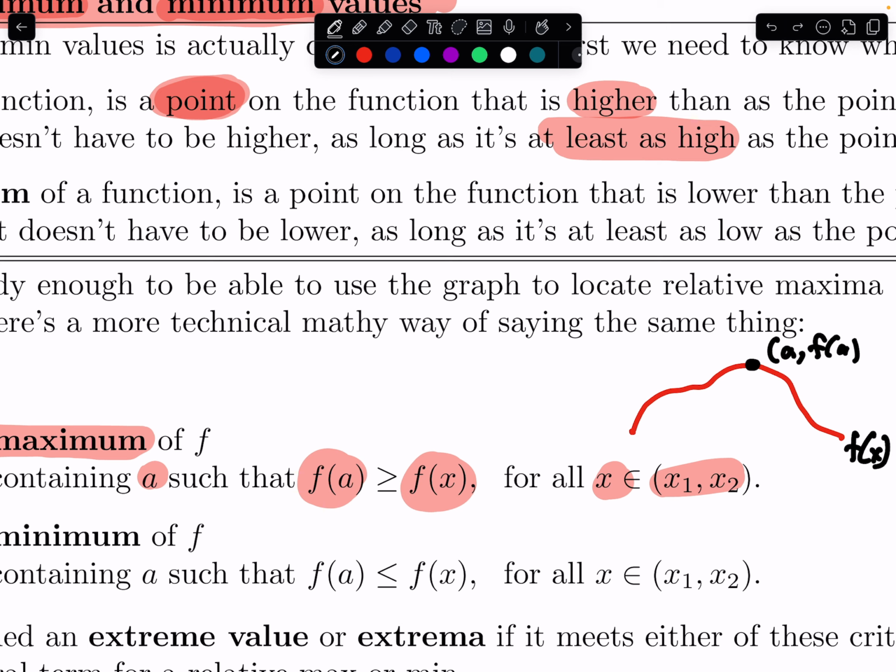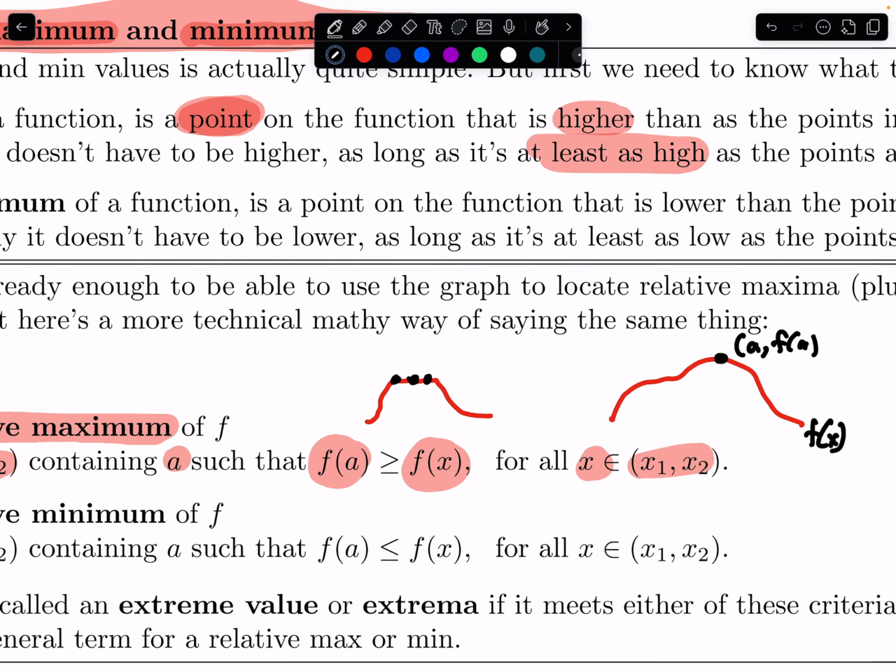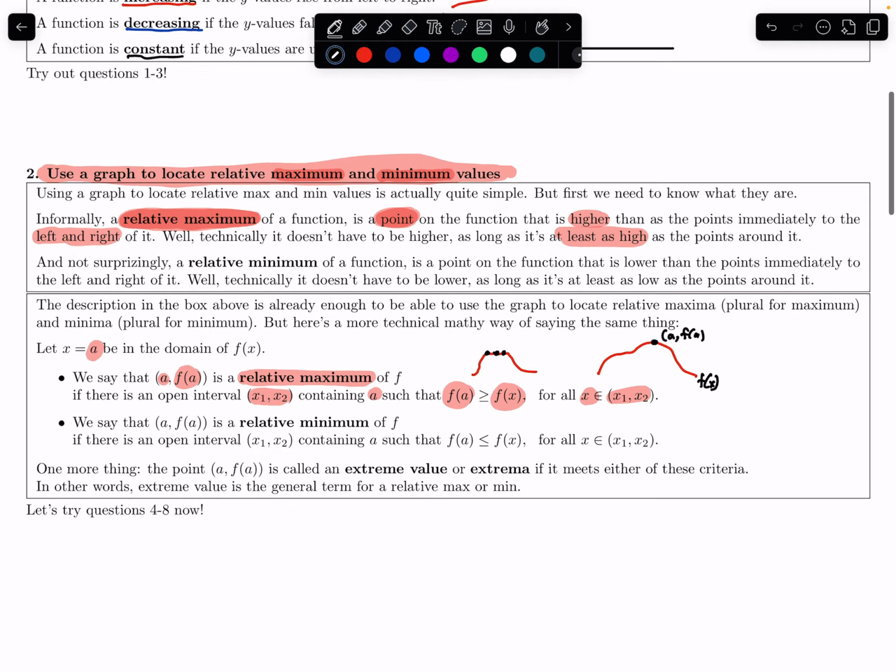And now, what about this little equal sign? Well, it doesn't have to technically be higher. It could just also be the same height. So it could have something that's flat like this, and then still all these points would be considered maximum because they're not lower than the points around them.